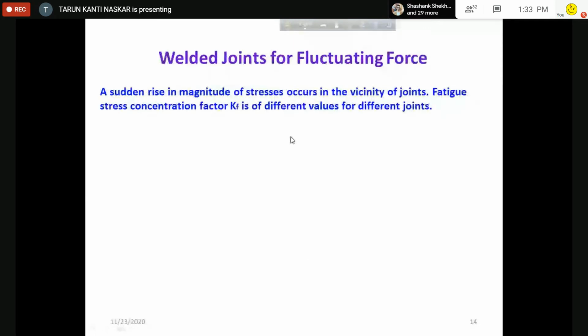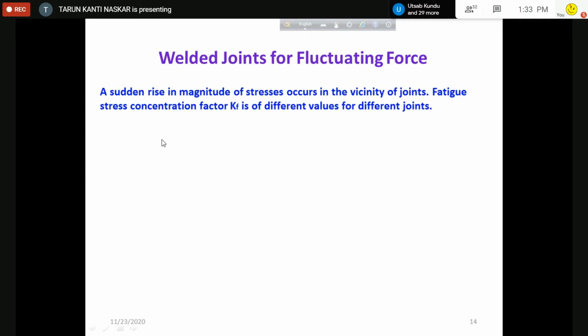Then for fluctuating force. For fluctuating force means, that means when we are considering the fatigue load, a sudden rise in magnitude of stresses occurs in the vicinity of joint. That means where there is joint, obviously there is stress concentration factor. When there is joint, that is when there is welded joint, where you are putting your weldment, the external material, so there is stress concentration factor.